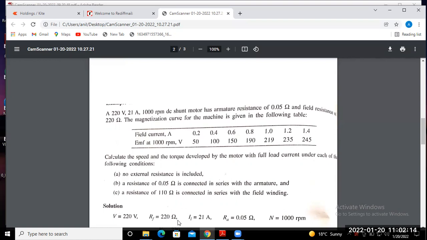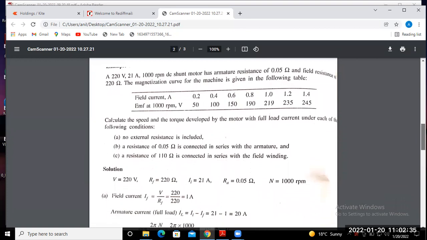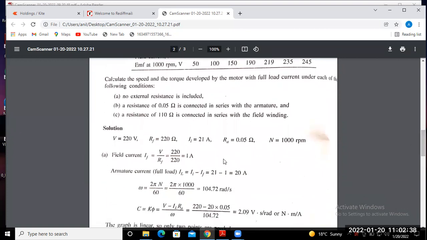Now we can find the value of armature current. That means IA equals I input minus IF, that is 21 minus 1. So IA, the armature current, equals 20 ampere. Okay, so you can easily find IA, the armature current. The field current is 1 ampere, and IL, the line current, is 20 ampere.